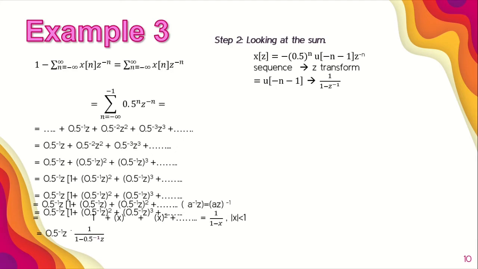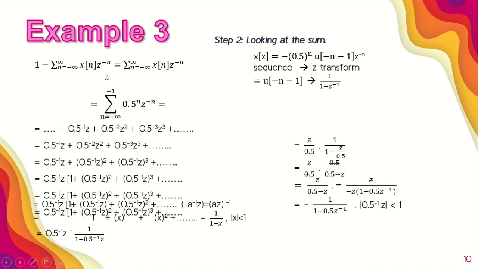Using the general equation x[n] z^-n, substitute 0.5 into x[n], as x[n] is equal to a to the power of n. After that, solve this equation for the sum of 0.5^n and z^-n from n equals negative infinity to negative 1. After expanding this equation, substitute according to the general equation of 1 plus x plus x squared, and we will get 1 over 1 minus x.